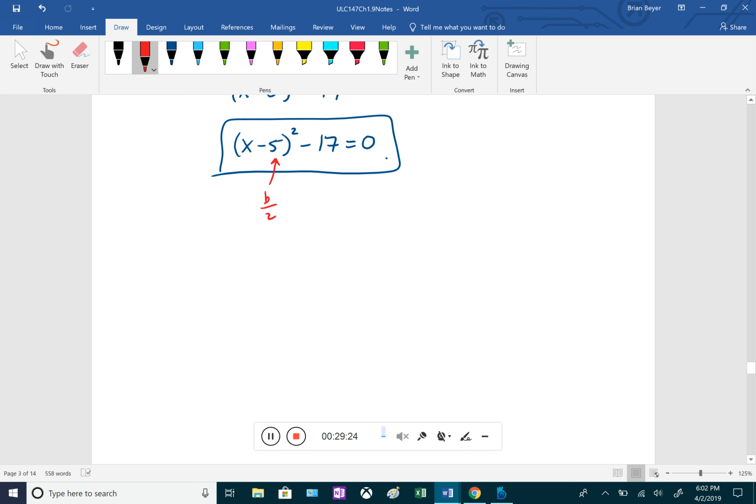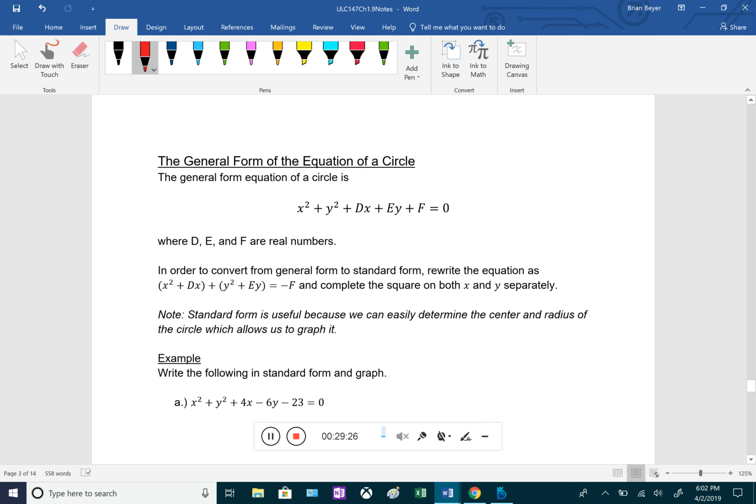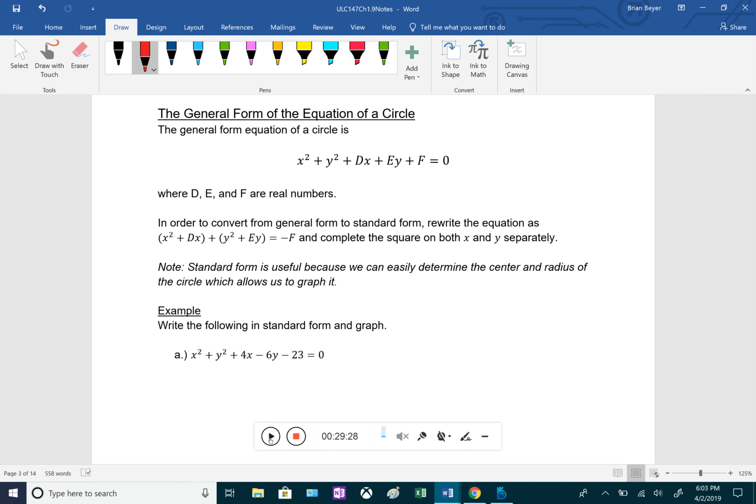Okay, so coming back to circles, because we're going to need that in a second. So it's the general form of the equation of a circle. The general form is essentially just everything expanded out. So the general form is x squared plus y squared plus dx plus ey plus f equals 0, where d, e, and f are just real numbers. Everything is expanded out and set equal to 0.